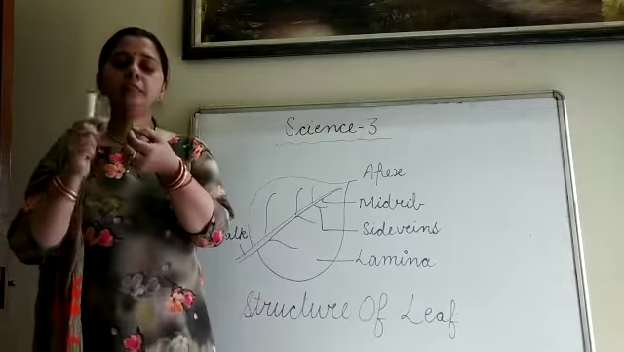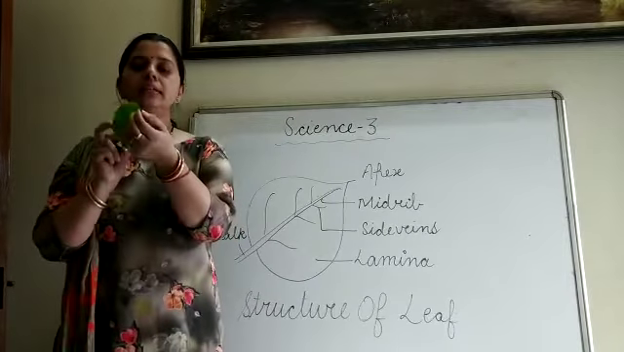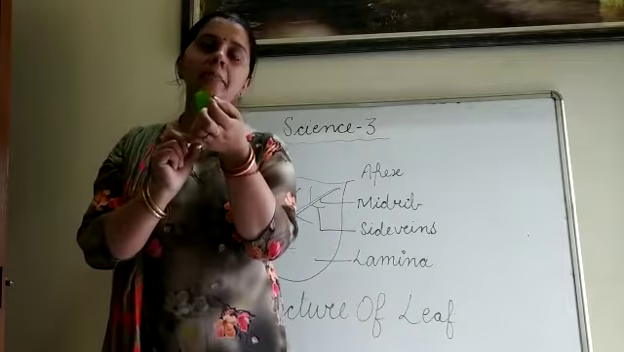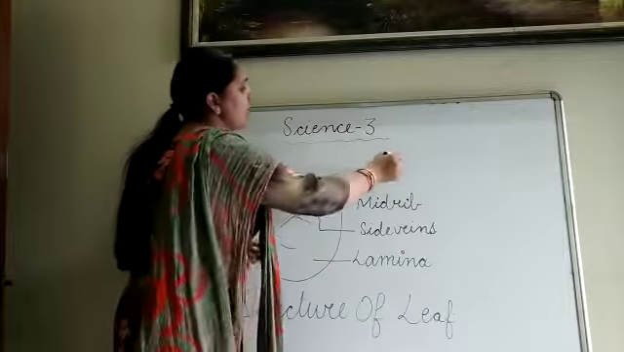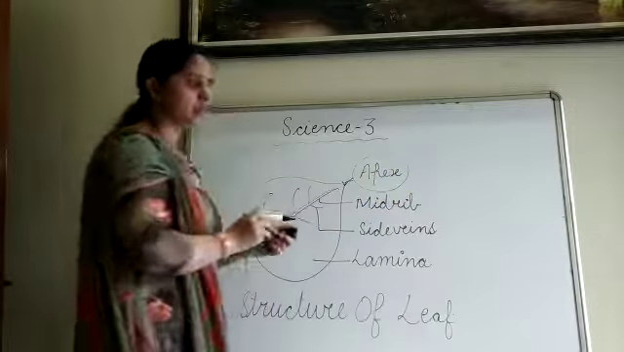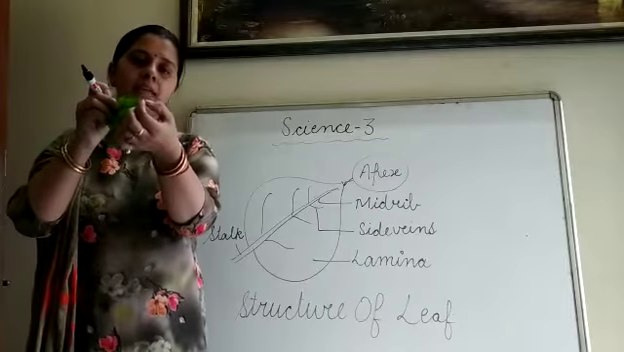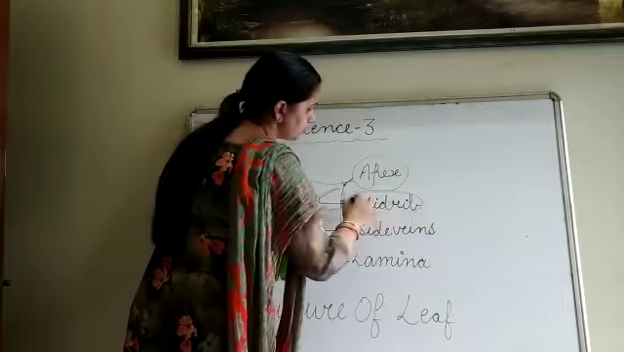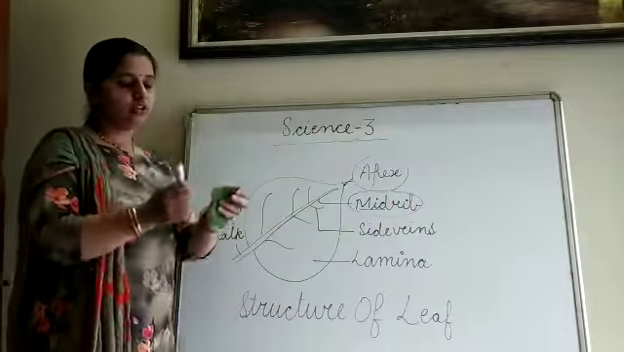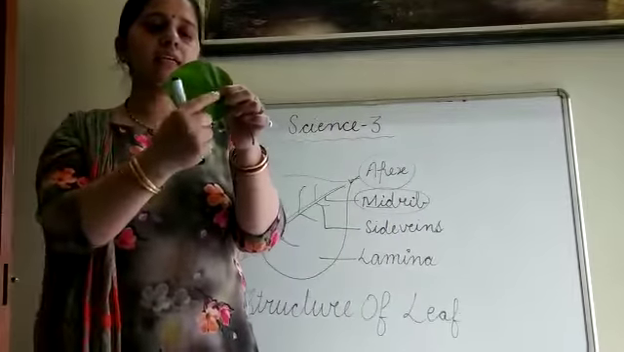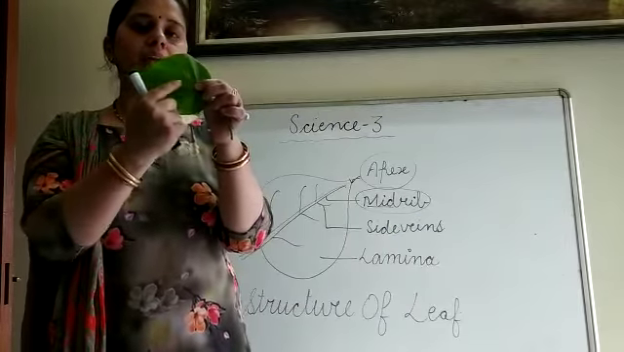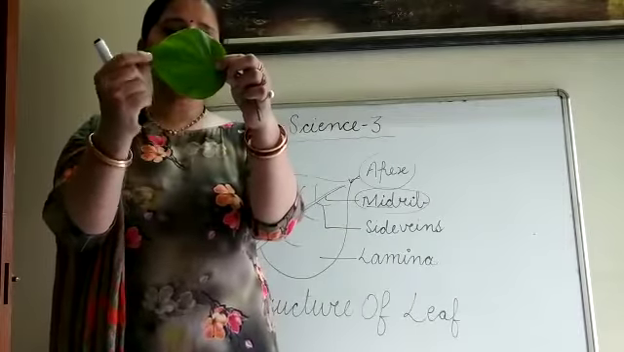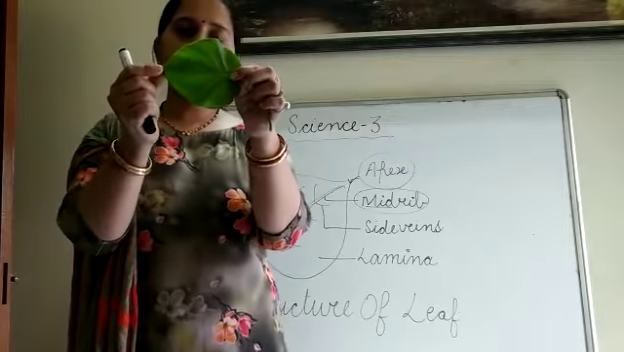So the part that is present, it is called, you can see this part. This part is the apex. What is apex? This part of the leaf is the apex. Now, what is midrib? Mid means in the middle. So from here you can see this is the midrib, and you can see clearly that the midrib is present in the middle of the leaf.